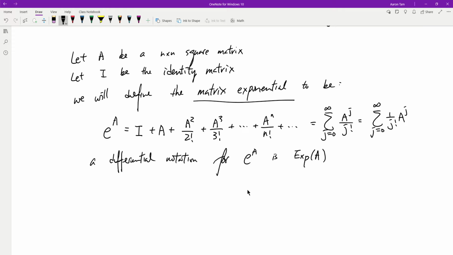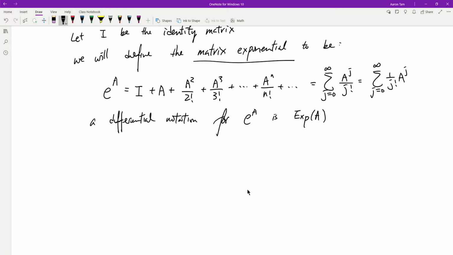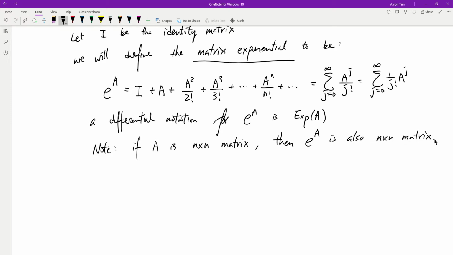Now, how do we actually form this, and what does this e to A actually come out to be? Well, the interesting thing about it is the following. Note, if A is an n by n matrix, then shockingly, e to A is also an n by n matrix. Students often don't realize that. No, you don't get some kind of scalar.